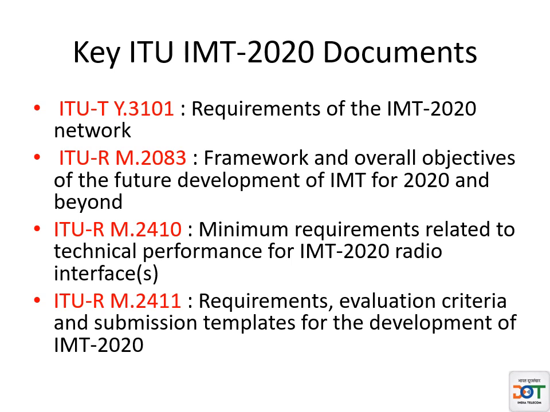So I discussed various documents in the previous slide. For the convenience of all of you, these are the important documents listed here. ITU-T has issued this document Y.3101, which is the requirements of IMT 2020 document. And then M.2083 is the framework and overall objectives of the future development of IMT 2020 and beyond. And as I discussed, M.2410 is the minimum requirement for technical performance for IMT 2020, and M.2411 is the evaluation criteria and submission template for a candidate technology complying to IMT 2020.